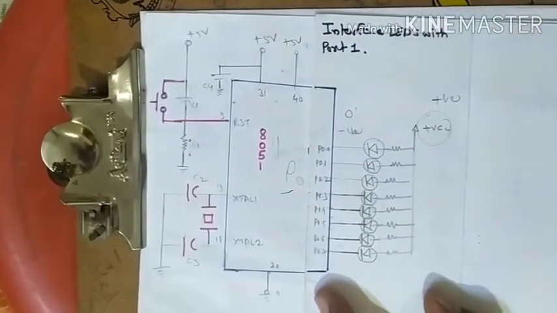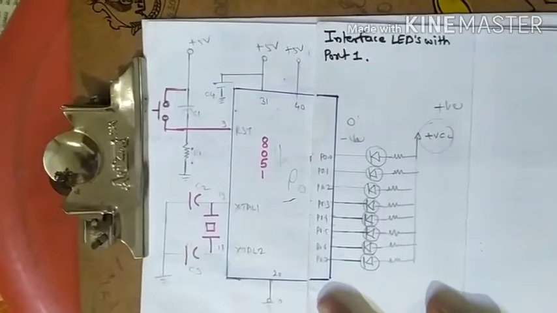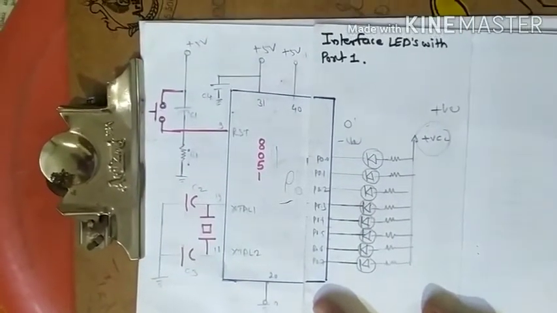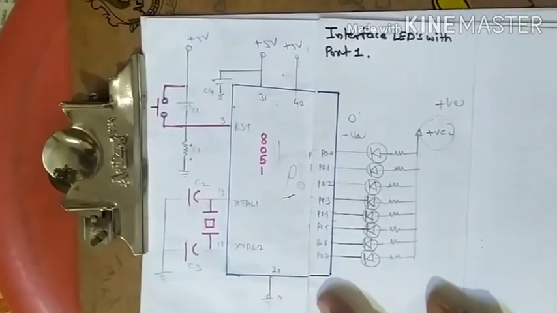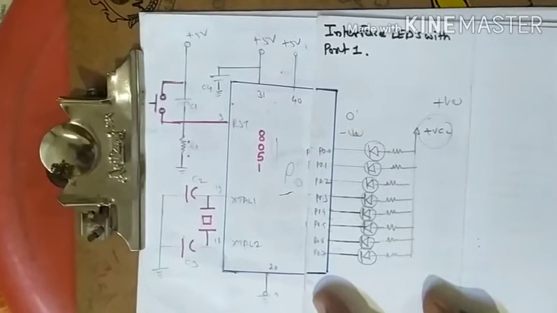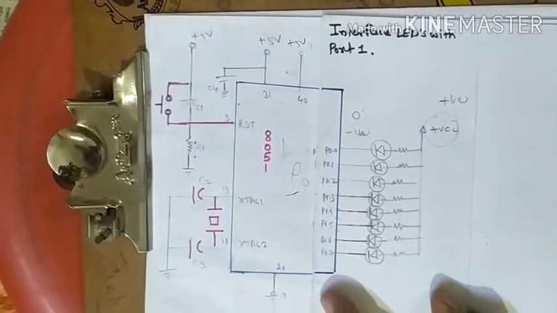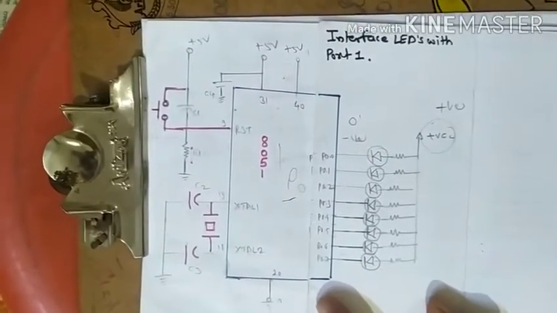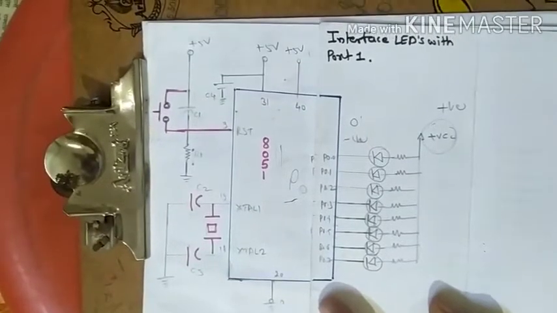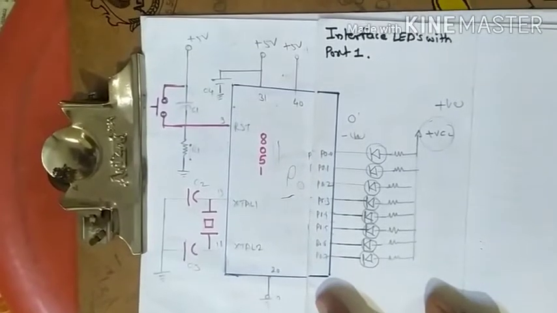So in this way you have to interface LEDs with the 8051, but try to understand what is meant by common cathode and common anode. I repeat, if you connect your LEDs in common cathode, you have to wait for logic 1. You have to send 1 to that respective pin. If all your LEDs are connected in common anode, you have to wait for 0. The microcontroller will send 0 to that LED, and after that the LED will glow.